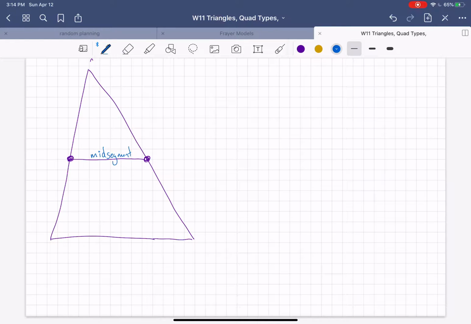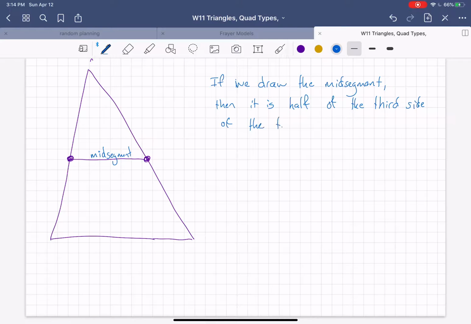And our property says, right, if we draw the mid segment, then it is half of the third side of the triangle, which is parallel to the mid segment.